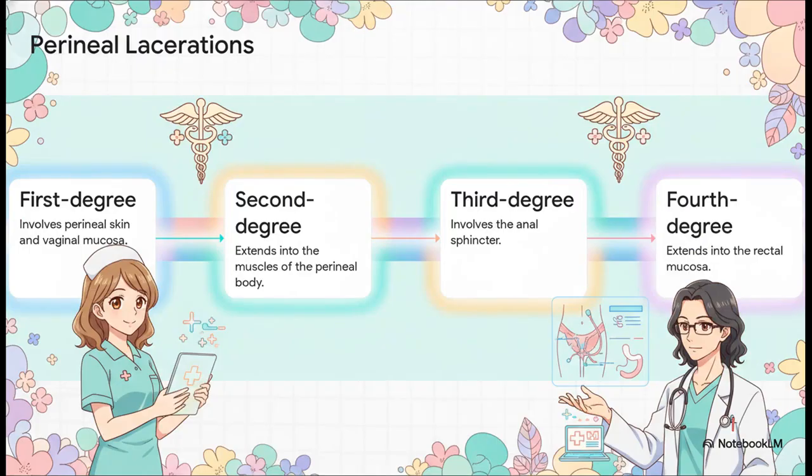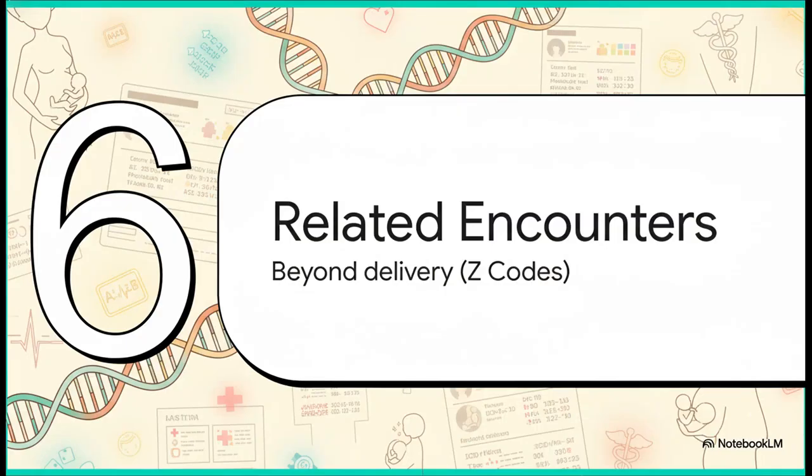Perineal lacerations are super common, and coding them correctly just requires attention to detail. It's a clear progression. First degree is just superficial. Second degree gets into the muscle. Third degree involves the anal sphincter, and a fourth degree tear goes all the way through into the rectal mucosa. The key thing to remember is that the diagnosis code you assign has to match the highest degree of tear that was documented. And for our final section, we're going to look at those related encounters that use Z codes.